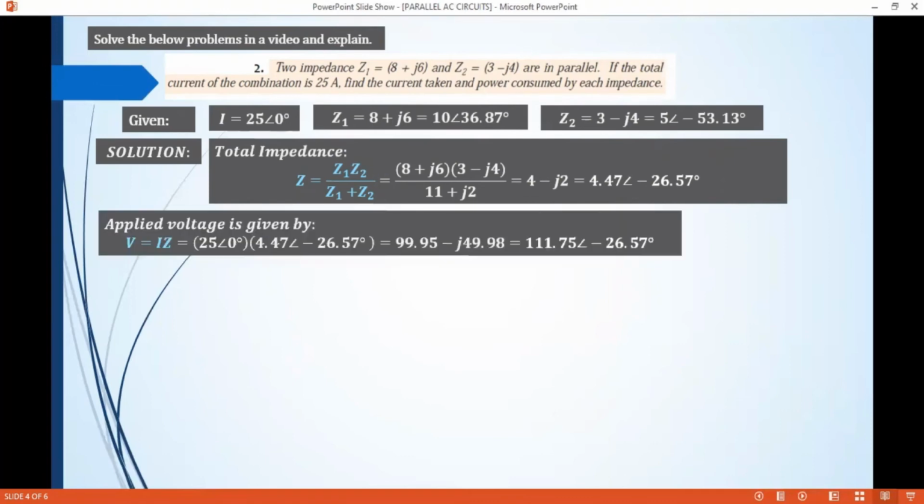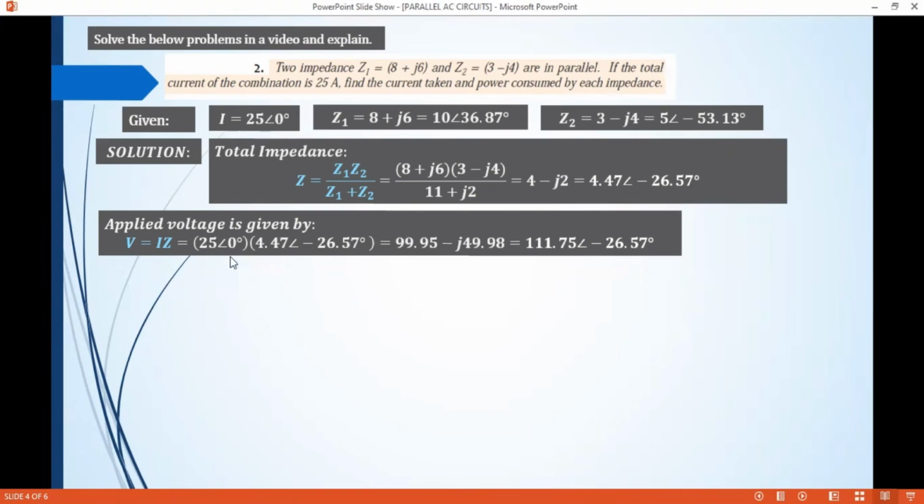So the applied voltage is given by, so we will solve for the voltage. V is equal to IZ. Our I is the current, and Z is the total impedance. Since it is already given, we will just substitute. So our current is 25 angle 0 degrees, and the total impedance is 4.47 angle negative 26.57 degrees.